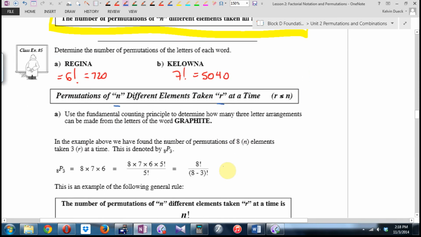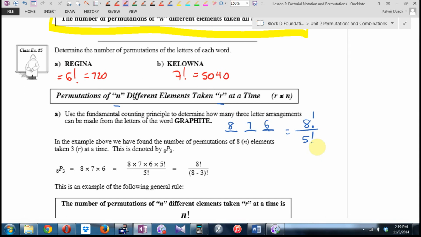It says, use the fundamental counting principle to determine how many 3-letter arrangements can be made from the word graphite. How many letters? Draw 3 blanks. How many choices do I have for the first letter? Then? Ooh, hey, look up. Remember, this is actually 8 factorial over 5 factorial, which is way easier to type than 8 times 7 times 6 sometimes. Right? The 5, the 4, the 3, the 2, and the 1 would cancel.